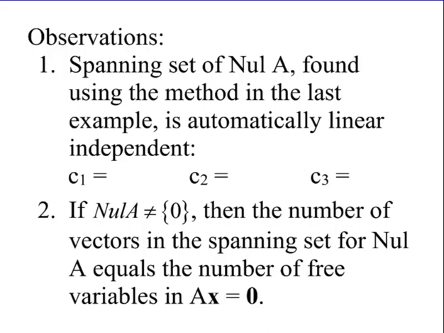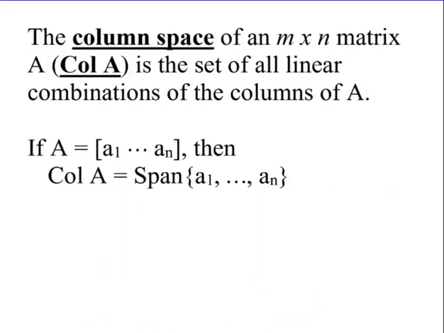So for the 3 vectors that we have, the weights are going to be whatever we choose for x2, x4, and x5, the 3 free variables. If the null space of A doesn't equal 0, the number of vectors in the spanning set for the null space of A equals the number of free variables that we have. So we're not looking at just the 0 vector. So the number of vectors depends upon the number of free variables. That is the observation that we have for the null space of A.